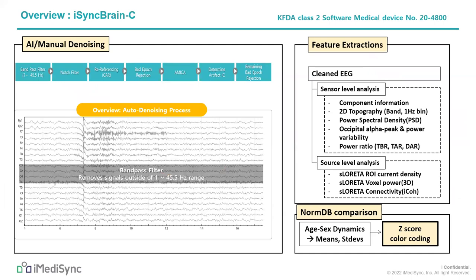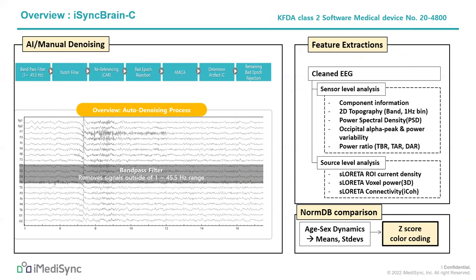This slide shows a brief overview of the iSyncBrain connected after the iSyncWave recording. This is the KFDA Class 2 software medical device for quantitative EEG, integrated with the first-ever sex classified normative database. The software is comprised of three main blocks: AI denoising with manual supervision, feature extraction with cleaned data, and normative database comparison with Z-score color coding.